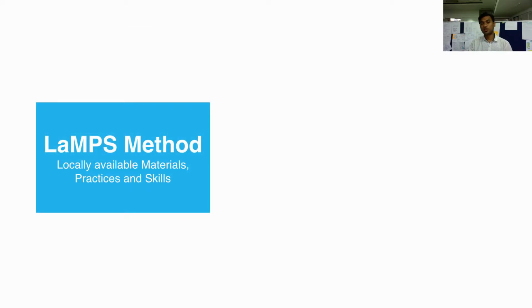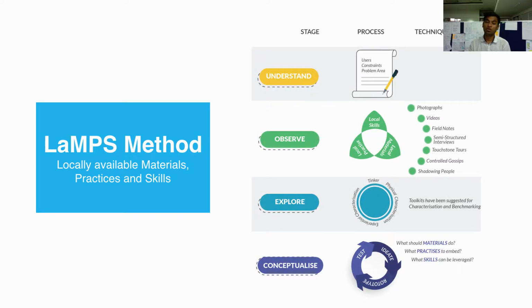Moving on, I introduce to you the LaMPS method. We've divided the method into four broad stages, which are understand, observe, explore, and conceptualize. The three key elements of distributed economy which bring in sustainability benefits are local materials, local practices, and local skills. In the understand phase, areas for interventions are decided, where users, their constraints, and the problem areas are decided.